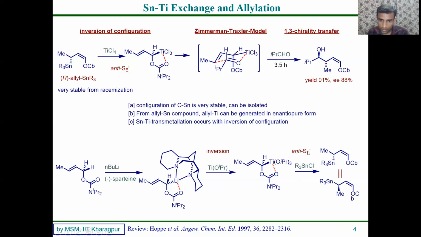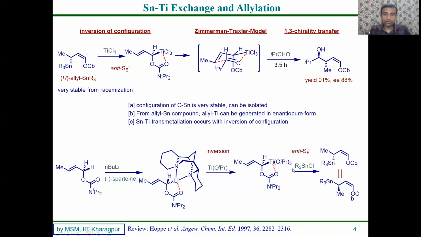Substitution is SE prime. So you see there the tin is opposite to the titanium side. When the titanium side is on the top of the screen and the chain goes down, here the anti addition occurs.